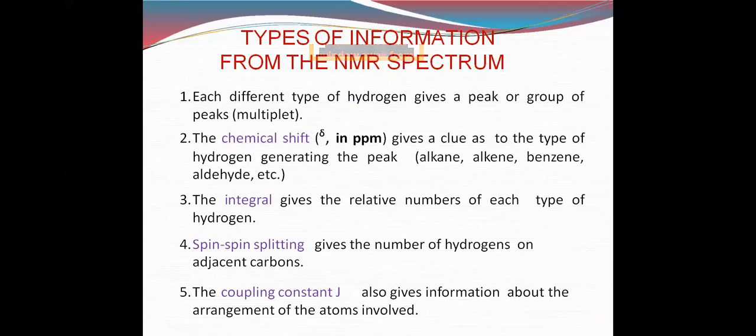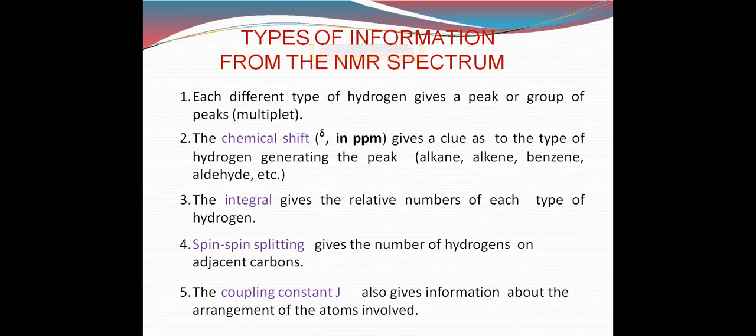It's a very important part. We had discussed the chemical shift; now it's the application part of the chemical shift. Then we will still discuss the splitting part, and we will study some NMR spectra. So students, look here: each different type of hydrogen gives a peak or a group of multiple peaks. Each proton gives a different peak, maybe a single peak or maybe a group of peaks.